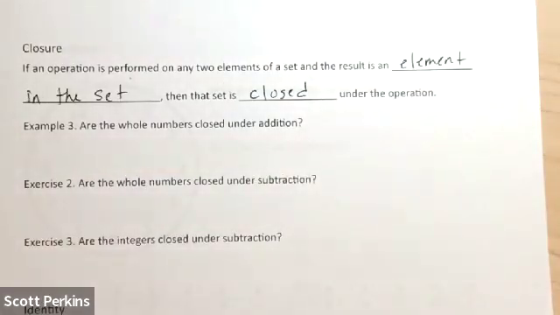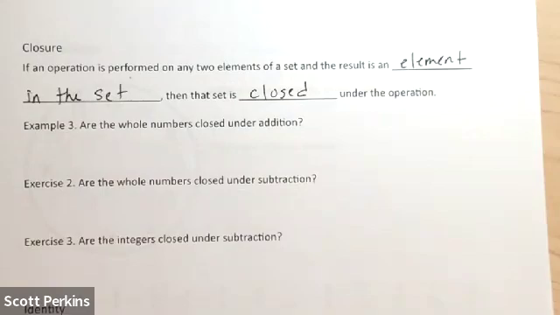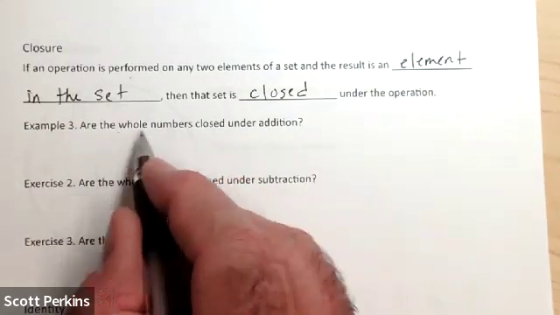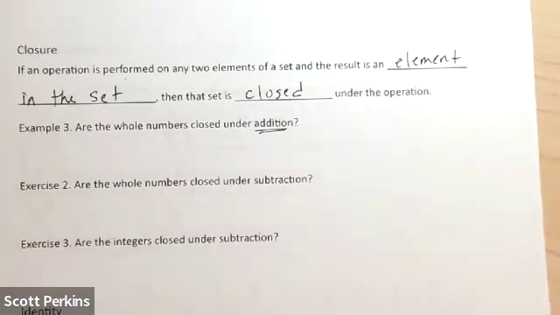So here's an example, because I know that that's kind of a little bit of a goofy definition. Are the whole numbers closed under addition? What this means is if I take the whole numbers and I add any 2 whole numbers, do I always get a whole number, or is there a chance of getting something else? So remember, the whole numbers start with 0 and go 1, 2, 3, 4, 5, 6, 7. They increase by 1s. So let's pick a couple whole numbers.